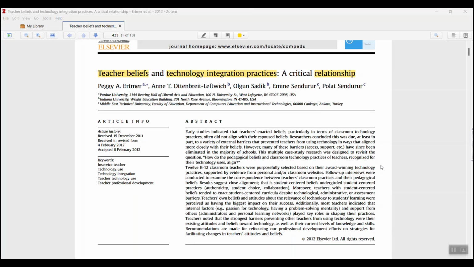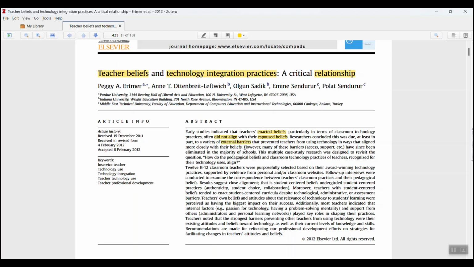After reading title and keywords, my next step is to read abstract. And there are 2 concepts corresponding to teachers' beliefs, which is espoused beliefs, and teachers' technology integration practices, which is enacted beliefs. And it is said that there's a misalignment between these two, at least in part. This misalignment is due to external barriers.